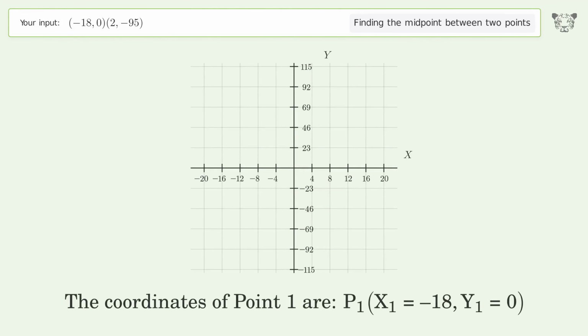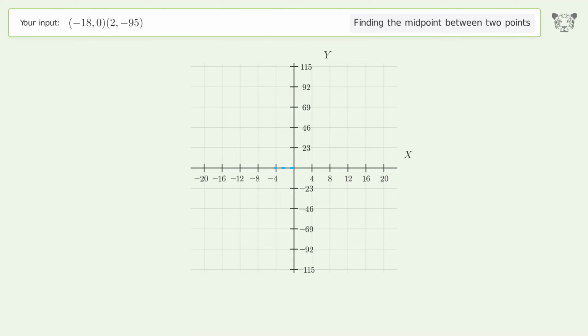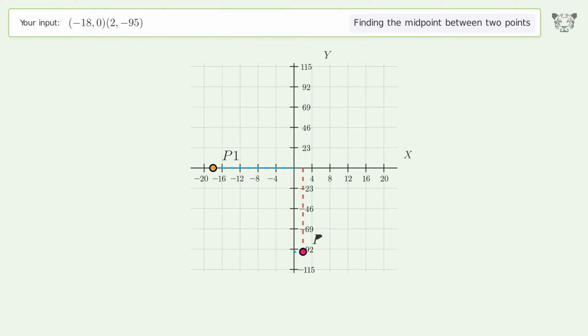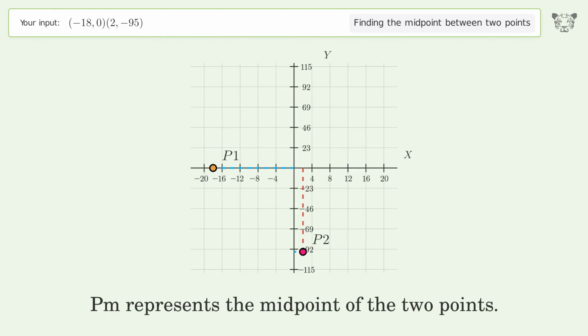The coordinates of point 1 are, x1 equals -18, y1 equals 0. The coordinates of point 2 are, x2 equals 2, y2 equals -95. PM represents the midpoint of the 2 points.